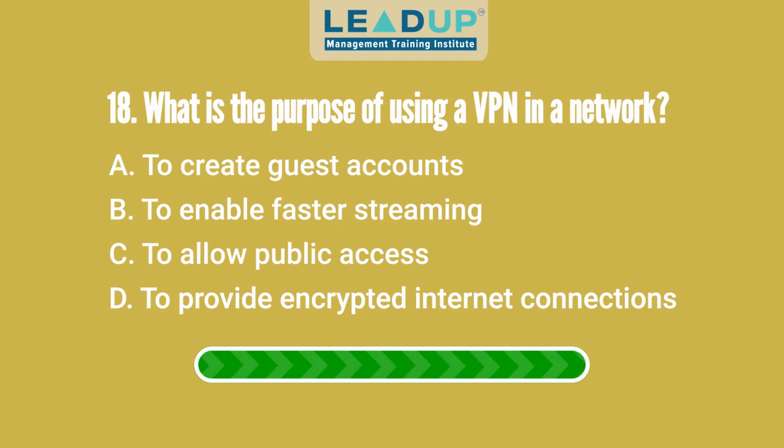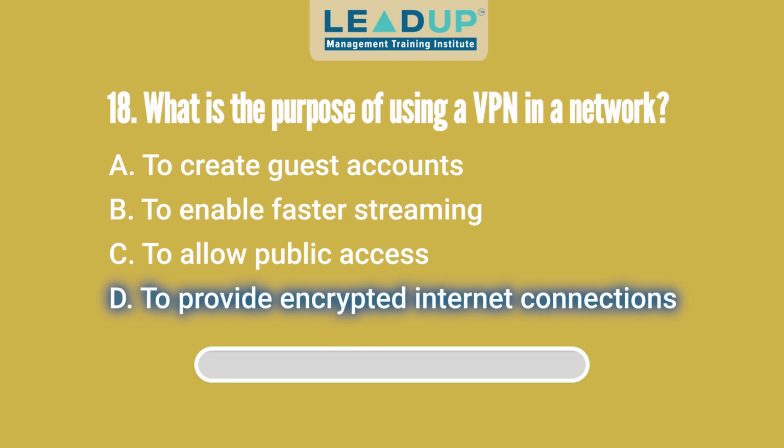Question 18. What is the purpose of using a VPN in a network? A. To create guest accounts. B. To enable faster streaming. C. To allow public access. And D. To provide encrypted internet connections. The answer is to provide encrypted internet connections.